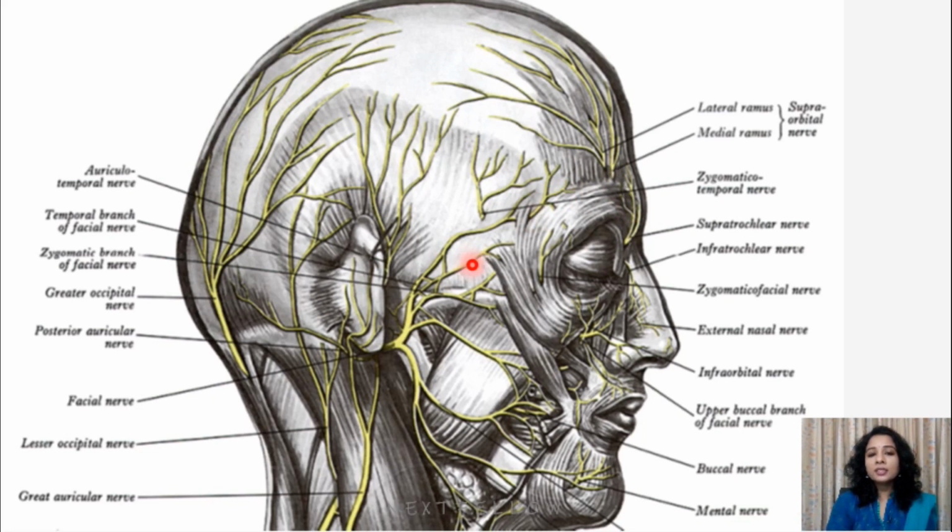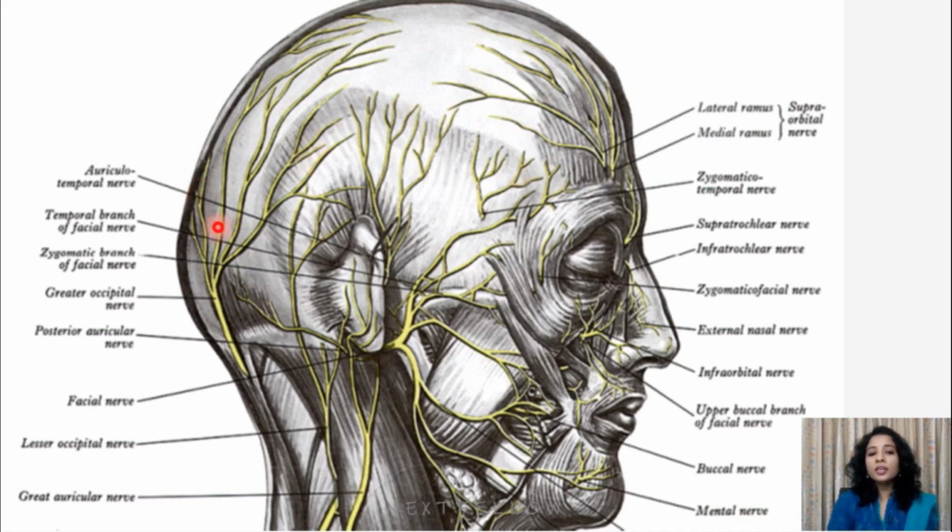And we can see laterally the zygomaticofacial and zygomaticotemporal nerves. Zygomaticotemporal is a branch of the maxillary division of the trigeminal, and then the auriculotemporal nerve, which is a branch of the mandibular division of the trigeminal nerve. So these are the nerves supplying the scalp in front of the ear.